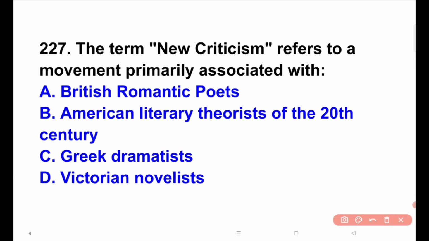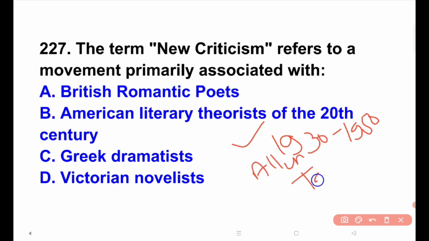Next, the term new criticism refers to a movement primarily associated with option B, American literary theorists of the 20th century. New criticism was developed by American scholars such as Allen Tate, John Crowe Ransom, and Cleanth Brooks in the 1930s to 1950s. Who? Allen Tate, John Crowe Ransom, Cleanth Brooks. Source: John Crowe Ransom, The New Criticism, 1941.